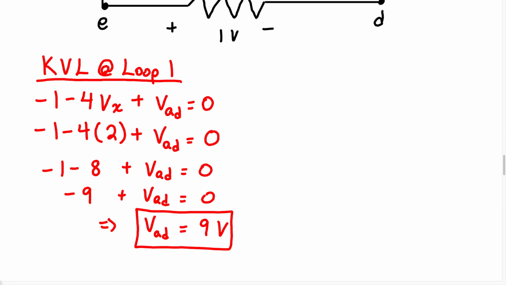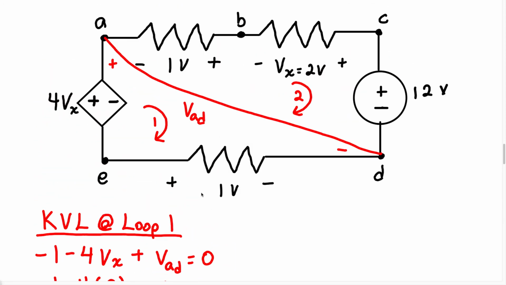So we took KVL at loop 1. Now let's do KVL at loop 2. I'm going to write it out. KVL at loop 2.